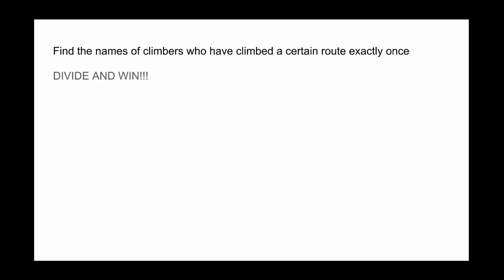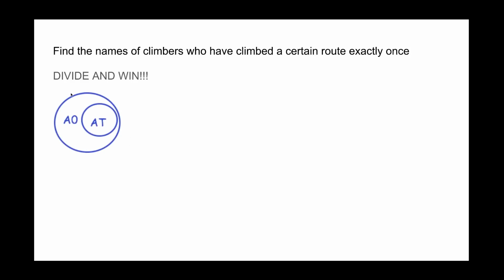Let's start with the question. We need to find the names of the climbers who have climbed a certain route only one time, no more than one time. How can we do that? Well, this is what you need to do in almost every problem that you are going to have in the assignment. You need to divide and find smaller things that you need to do, and with these solutions create the big solution. Let's explain this.